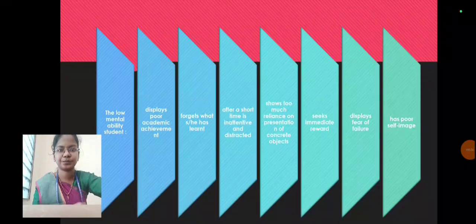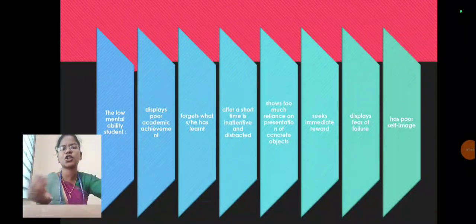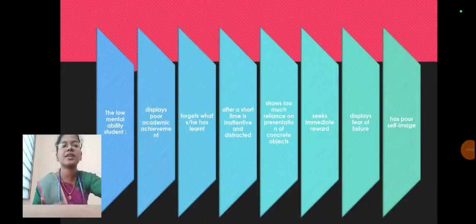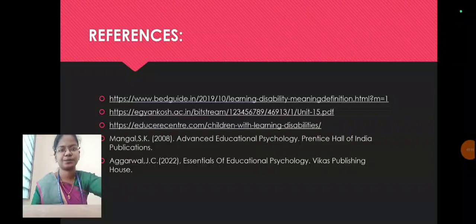A low mental ability student displays poor academic achievement, and forgets what he or she has learned after a short time. They are inattentive and get distracted within a short time. They show too much reliance on presentation of concrete objects, seek immediate reward, display fear of failure, and have a poor self-image.